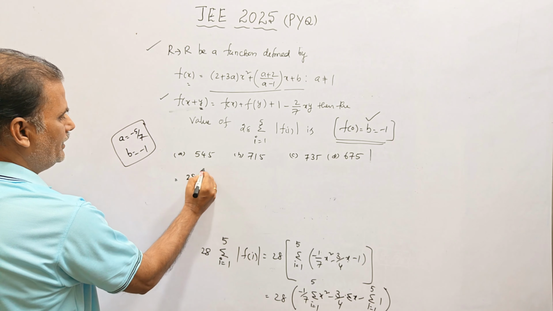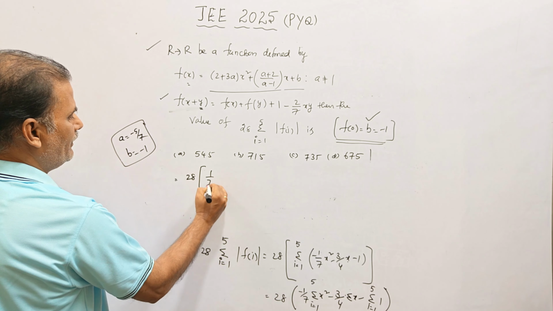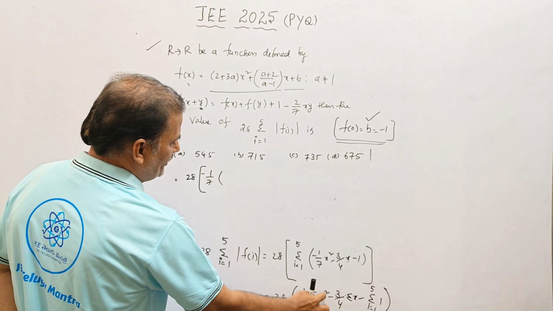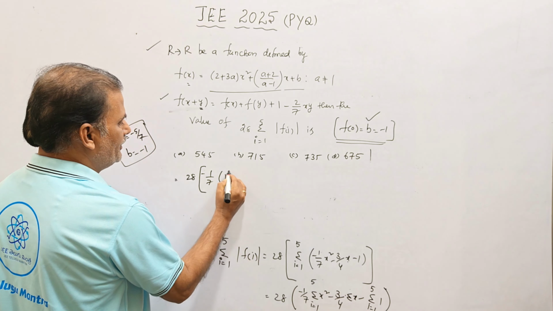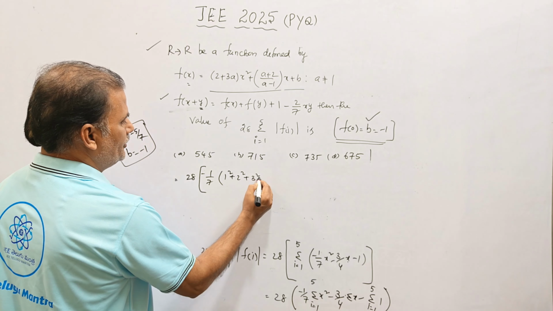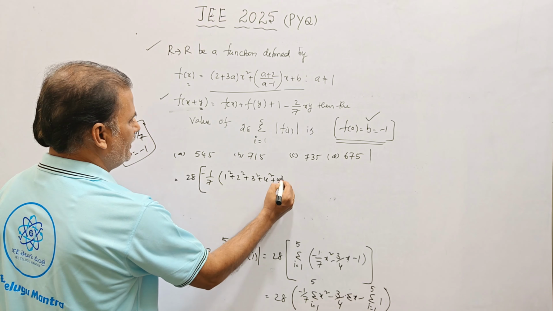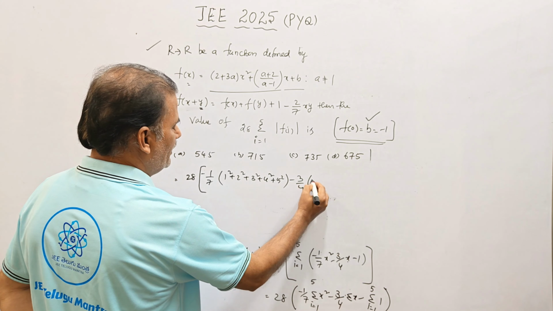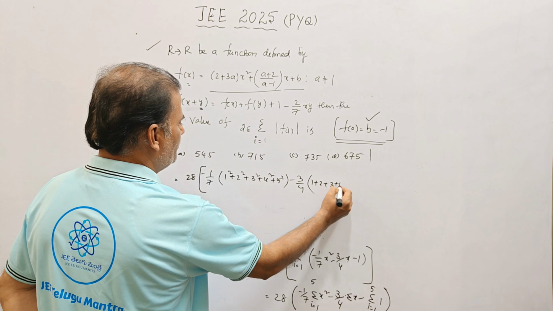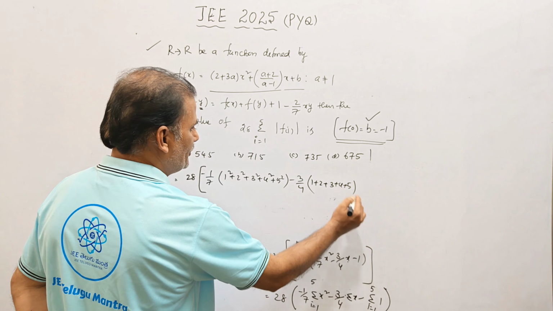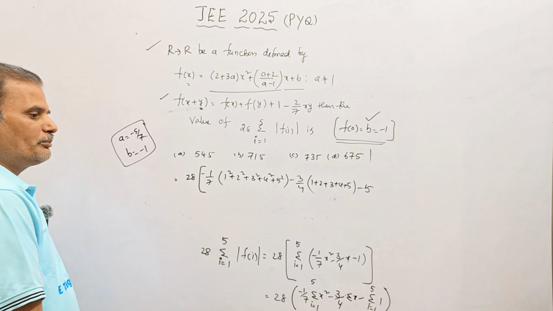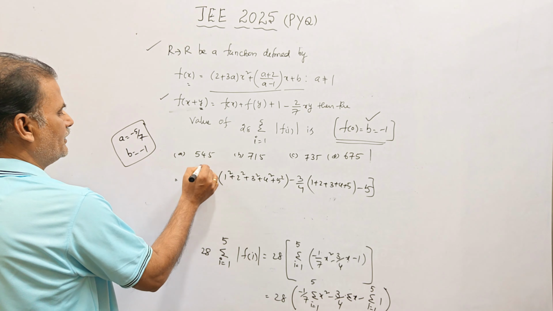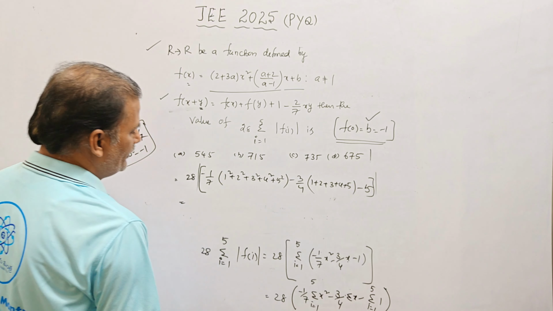That is equal to 28 into minus 1 by 7. Here x square is given, that means i square, 1 to 5, that means 1 square plus 2 square plus 3 square plus 4 square plus 5 square, minus 3 by 4 common. Sigma x from 1 to 5 is 1 plus 2 plus 3 plus 4 plus 5. Here minus 1, 1 plus 1 plus 1, 5 times, that is minus 5. Therefore this is totally in terms of modulus, because it is modulus of f.